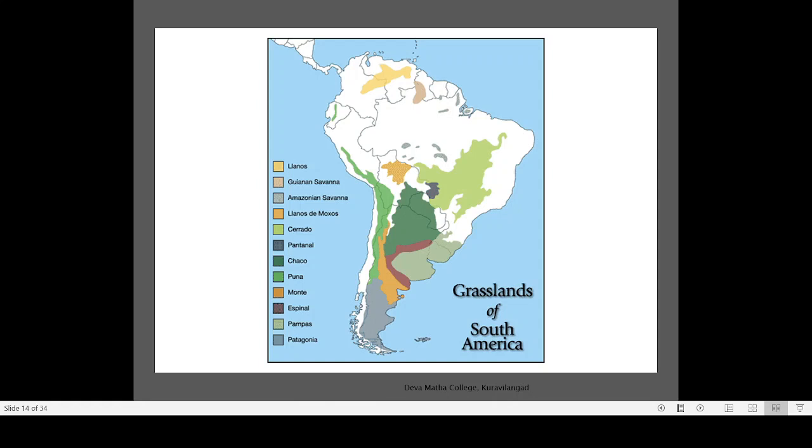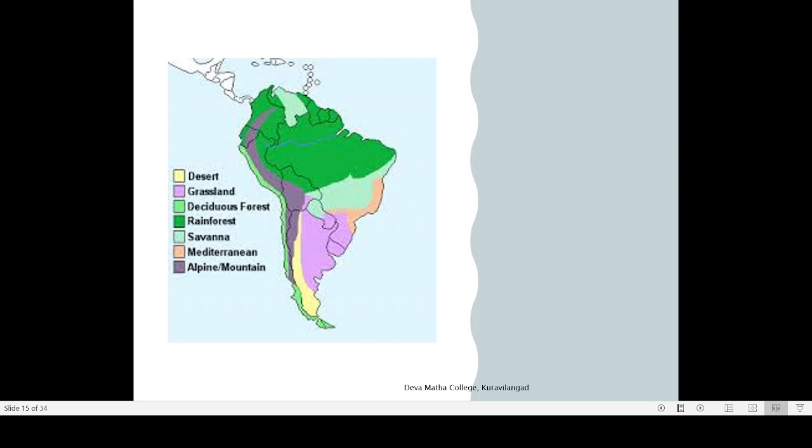What are the major grasslands of South America? Different types of grasslands are there. Here in the Amazon region, the Brazil region, there are some grasslands. Here also, different types of grasslands are there. So all these are grasslands. The different grasslands present in South America are exhibited here. This is another map showing the savanna. This is the savanna region, and this and this are basically grassland, and this is also savanna region. So these two are combined to form the grasslands of South America.